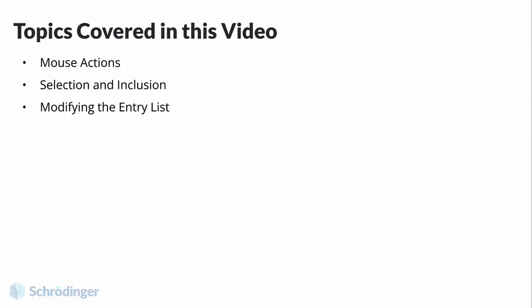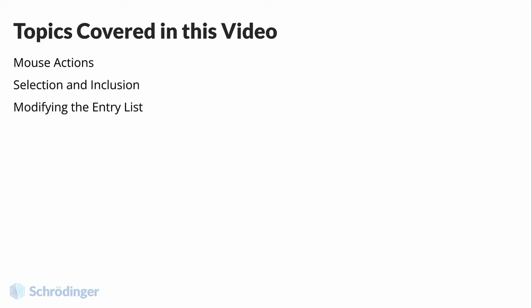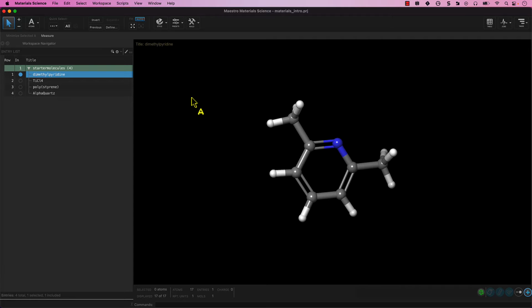Welcome back. In this video, we will learn mouse actions as well as how to select, include, and modify entries in the entry list. Before we begin, be sure you have imported startupmolecules.mae following the steps outlined in the previous videos. The default mouse configuration for MS Maestro is called the PyMol mouse configuration.